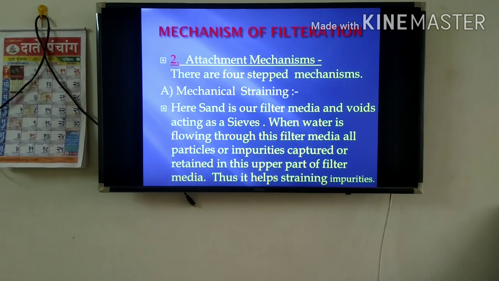In the second, attachment mechanism, there are four mechanisms. One, mechanical straining. Here, sand is our filter media. We know in sand there are a number of voids. Thus, voids act as sieves. When water flows through this filter media, all particles or impurities are captured or retained in the upper part of the filter media. Thus, it helps in straining impurities.